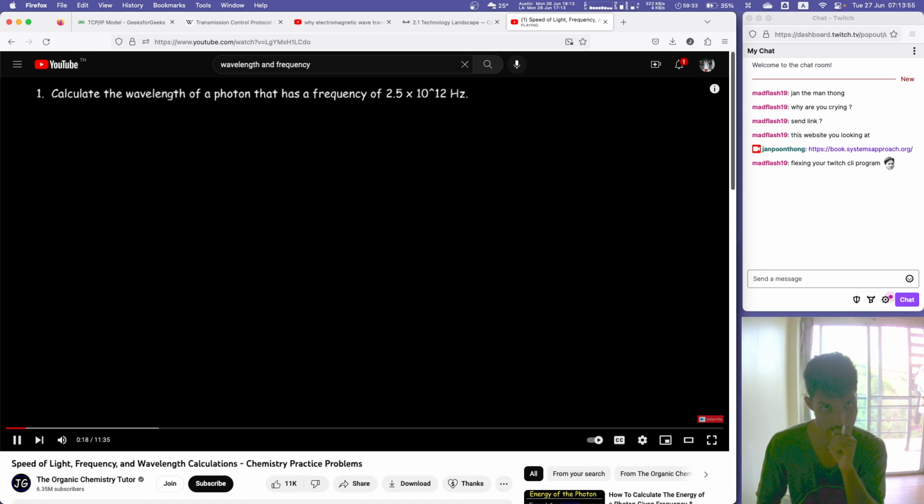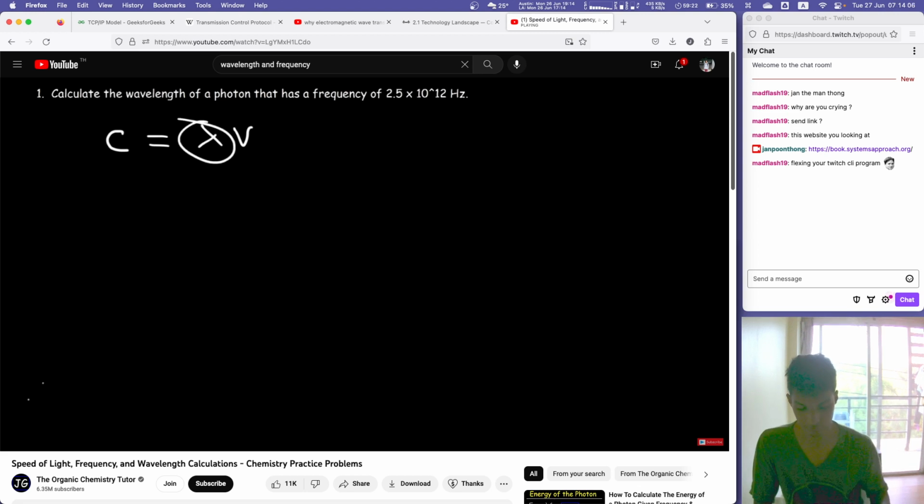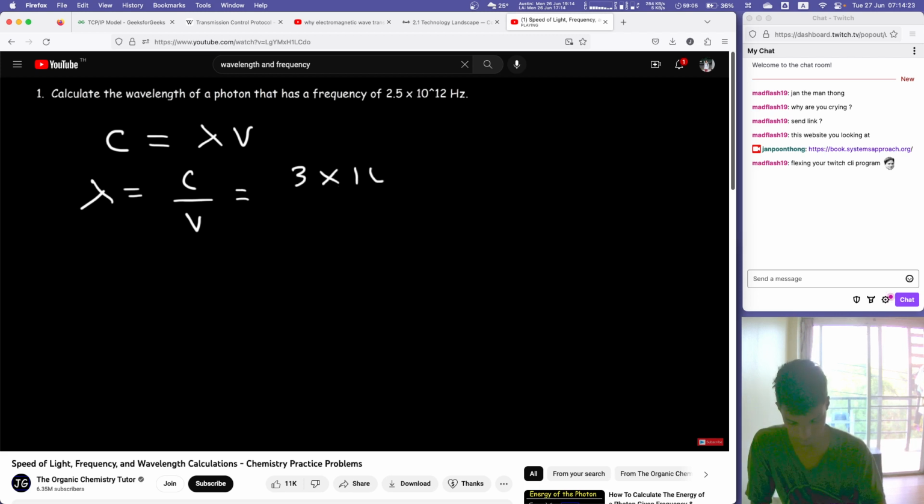So what equation do we need? Perhaps you've seen this one. C is equal to lambda times nu. Now C is the speed of light. Lambda represents the wavelength in meters, and nu is the frequency in hertz. So the wavelength is going to be the speed of light divided by the frequency. The speed of light, you need to know it, it's 3 times 10 to the 8 meters per second.